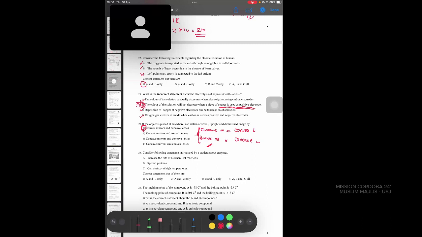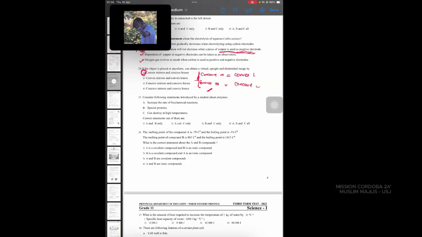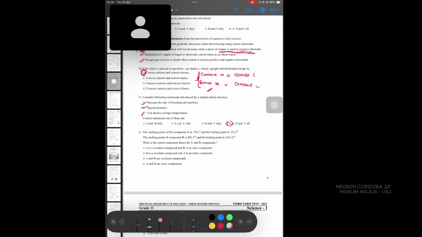Okay, next one. The melting point of compound A is -78 and the boiling point is -33. The melting point of compound B is 801 and the boiling point is 143. Right. Now, what are the three states of matter? Can someone please tell me? I mean, these are baby questions, but yeah. Solid, liquid, and gas.